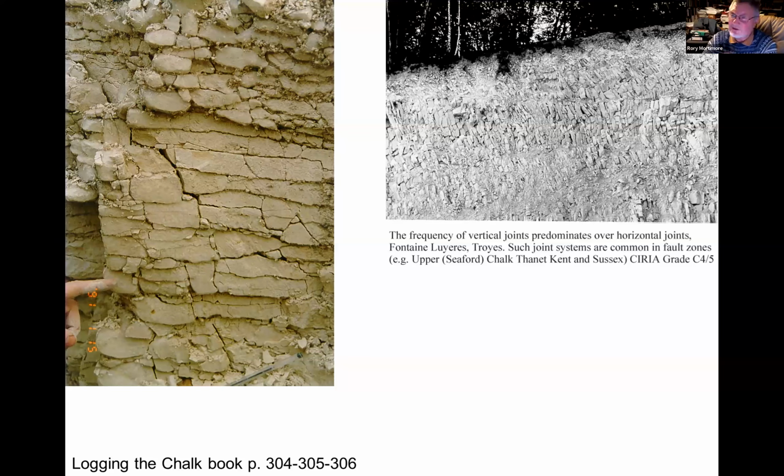And the structured chalk is further broken down based on aperture of the fractures. If the fractures are open by more than 3 millimeters, it's a grade C. If they're less than 3 millimeters, they're probably a B, and then if they're closed, they'd be an A. So that's the very simple classification that we use for the Syria system.